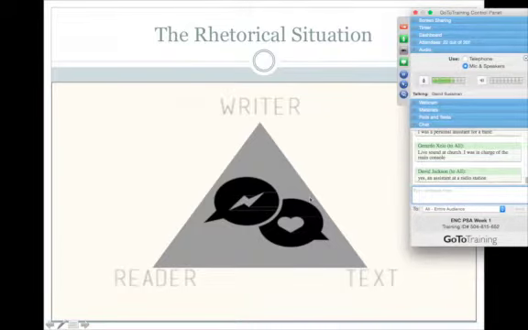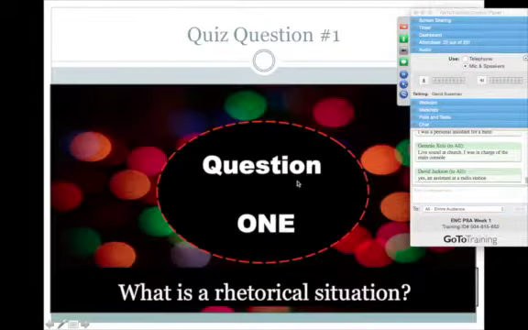And that's what I want you to understand. You change any of these three elements and it affects the other two. Okay? So here's quiz question number 1. What is the rhetorical situation? Basically, I want you to kind of just repeat what I went over. So easy question, okay? Because we just went over the answer.